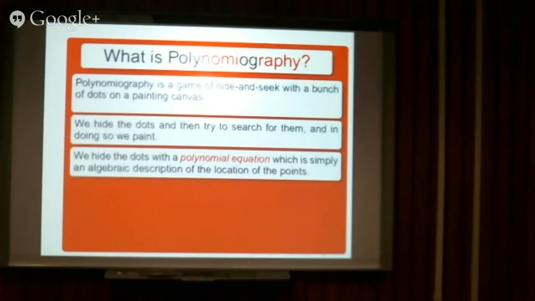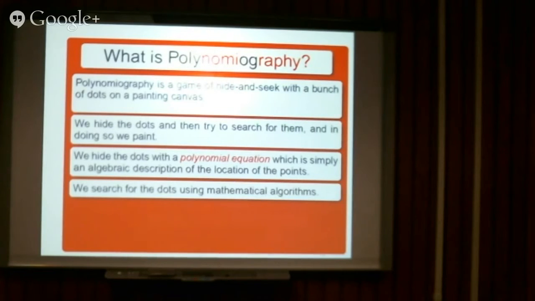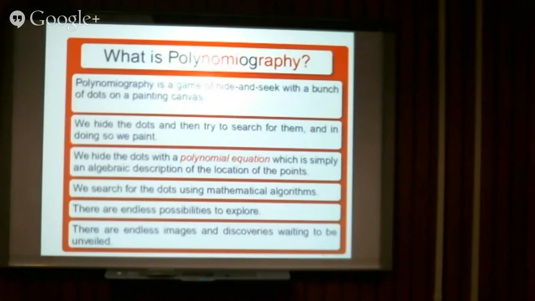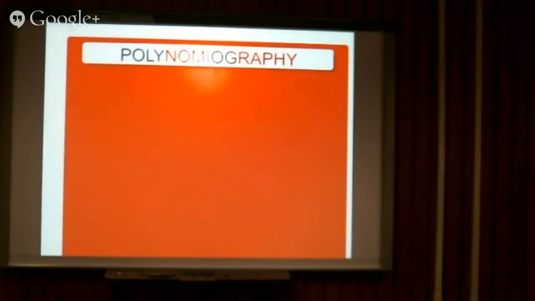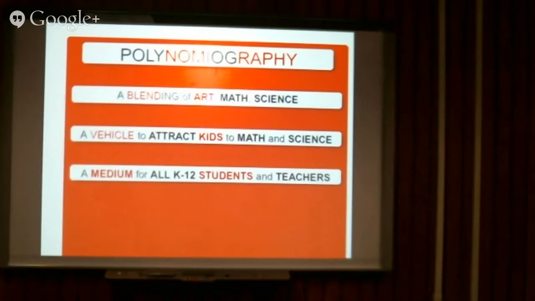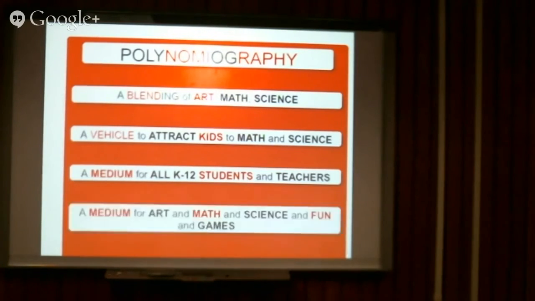We hide the dots with a polynomial equation, which is an algebraic description of the location of the points. We search for the dots using mathematical algorithms. There are endless possibilities, endless images, and discoveries. It's a blend of art, math, and science. It's a vehicle to attract kids to math and science. It's a medium for all of K-12 students and teachers for art, math, science, fun, and games.